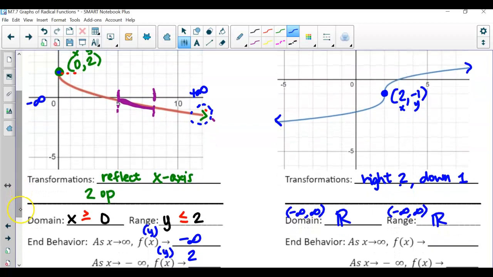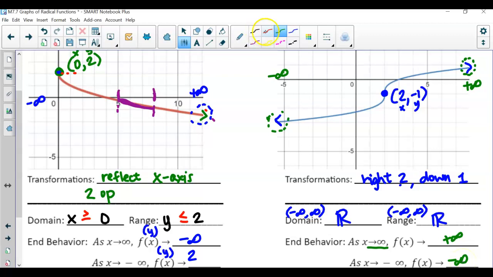Now the end behavior. So again, as we're going to the right towards positive infinity, what direction is the right side of our graph going? Notice how we are going on and on up to positive infinity. And as we're going to the left towards negative infinity, our x values, what direction is the left side of our graph going? The y values. Notice how those y values are going down to negative infinity.